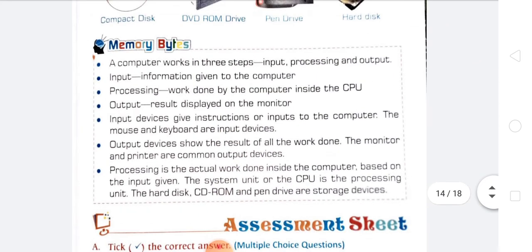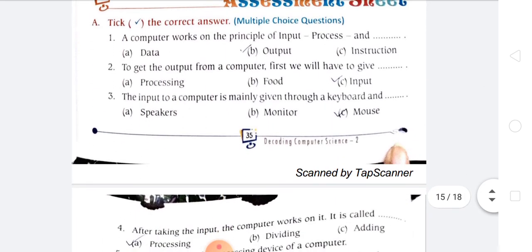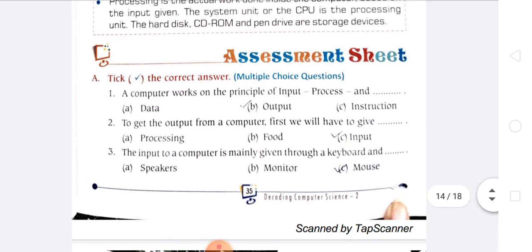Okay students, this chapter is completed. You have to do the assessment sheet on your own. After that, I will send the answer copy in your group.